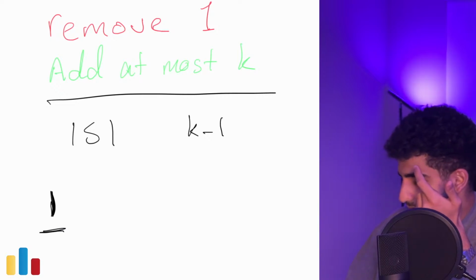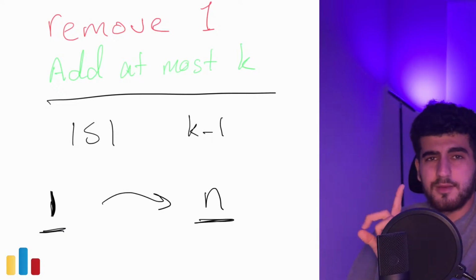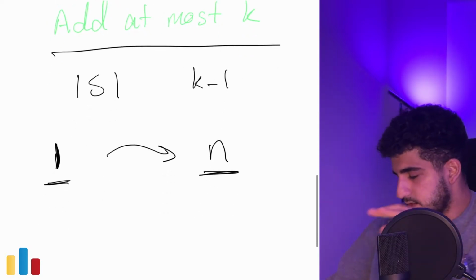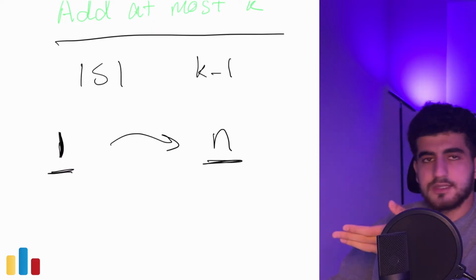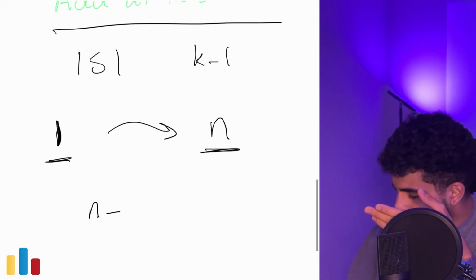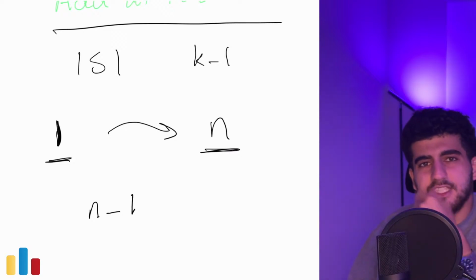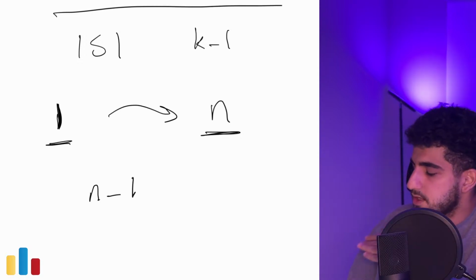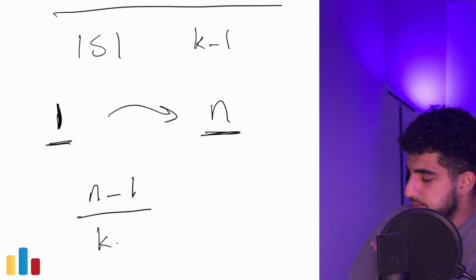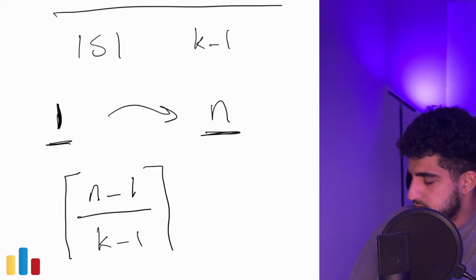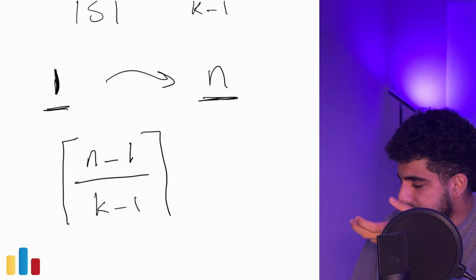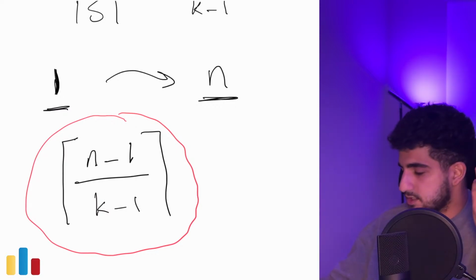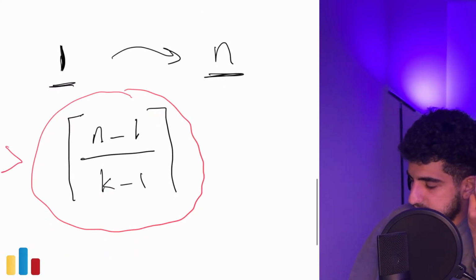And at the end, my size should become n, because initially I have only one number, and at the end I should have n numbers, which are all 1. Each time my size can be increased by k minus 1, and it should be increased by n minus 1 in total. So there's a lower bound for the number of operations, and that is the ceiling of n minus 1 over k minus 1. Because each time I can increase it by k minus 1, I need at least this many operations to make the size equal to n. So my answer cannot be better than this. My answer is at least this much.